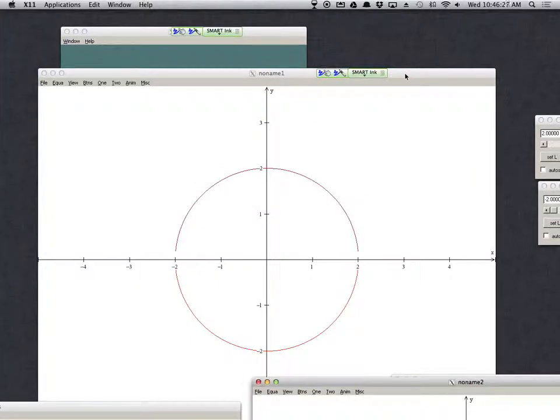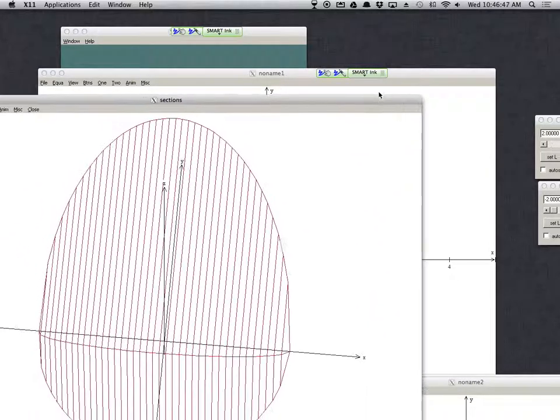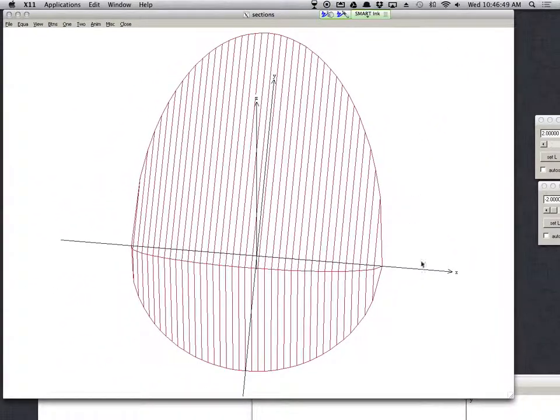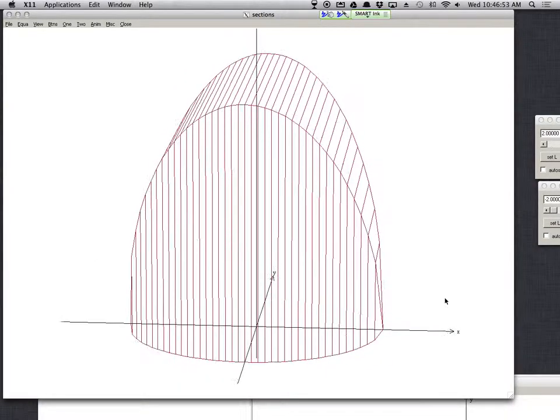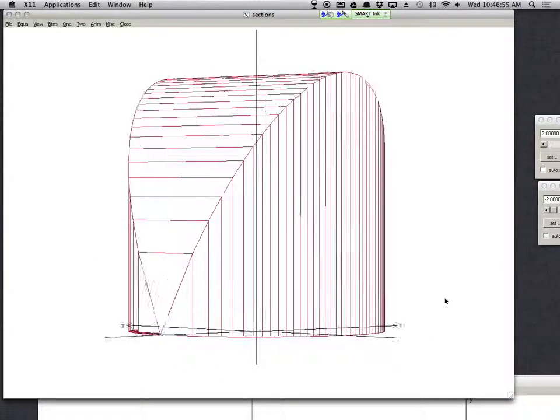So I've got this circle. It's got a radius of 2. It's centered at the origin. That is my base. On this base, we want to stick square slices on top of it. We're going to stick a bunch of square slices on top of it, and that's going to make a three-dimensional figure. Square slices is going to give me something that looks like this.